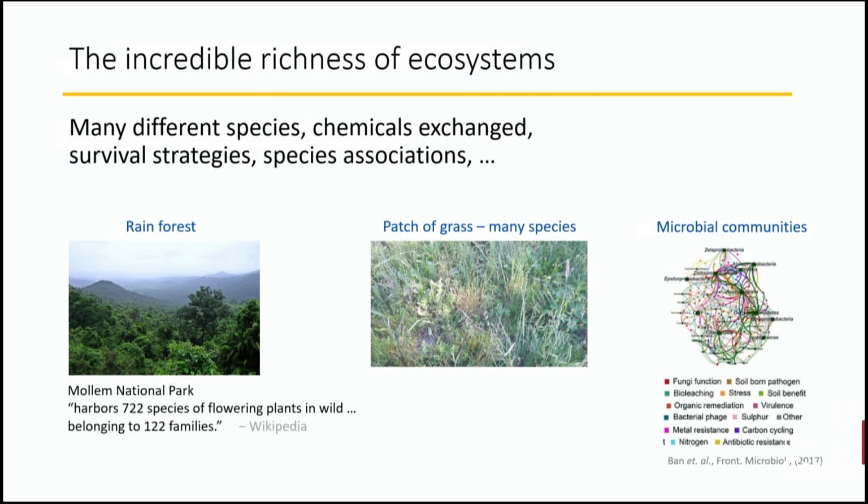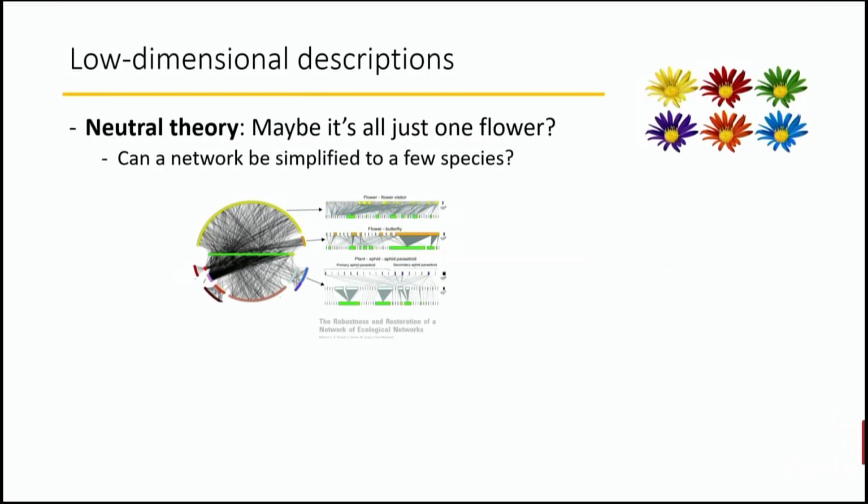So it's everywhere. But it's not just the number of species that we think about when we think of diversity. It's also the number of different chemicals that bacteria exchange, survival strategies, species associations, and so on and so forth. It seems like everywhere we look and from every direction we see this great richness and diversity. And on the other hand, a lot of the classical theories in ecology describing or trying to describe these rather complex things that we see do try to simplify things a lot.